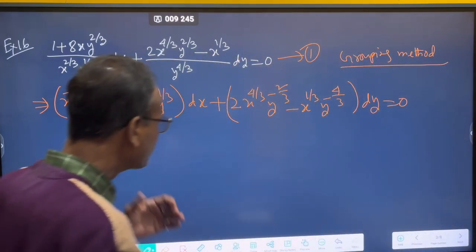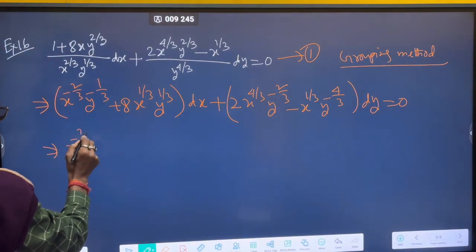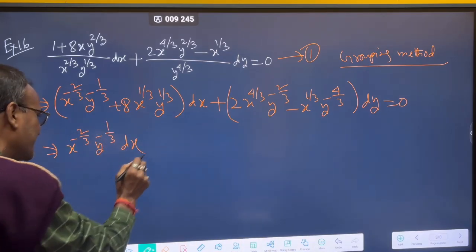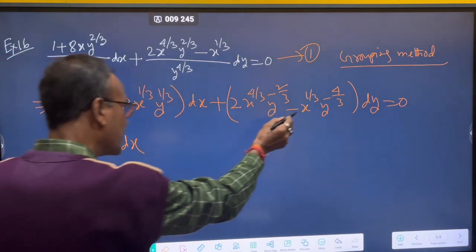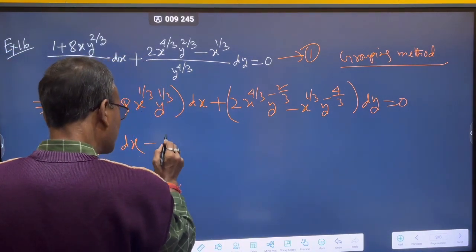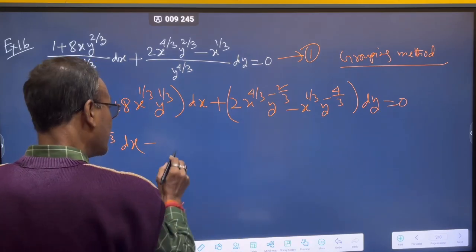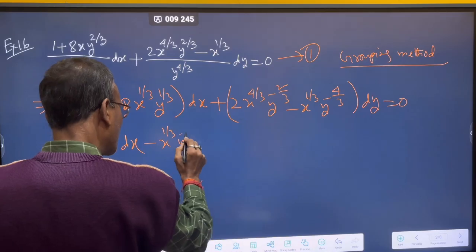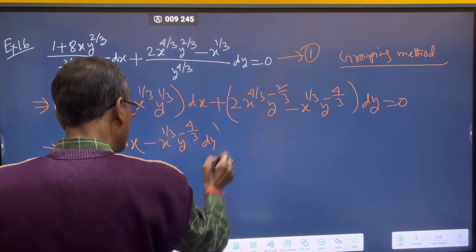Grouping method. This means x to the power minus 2 by 3, y to the power minus 1 by 3 dx, minus x to the power 1 by 3, y to the power minus 4 by 3 dy. Group this one.